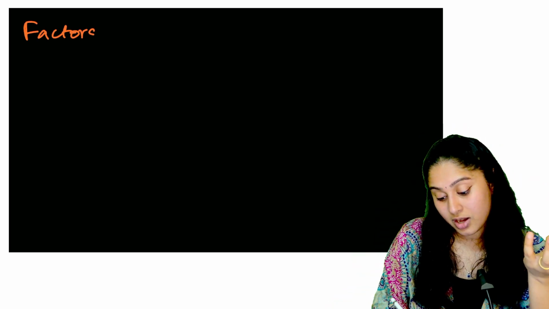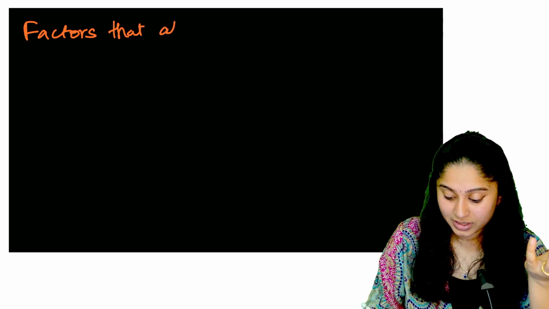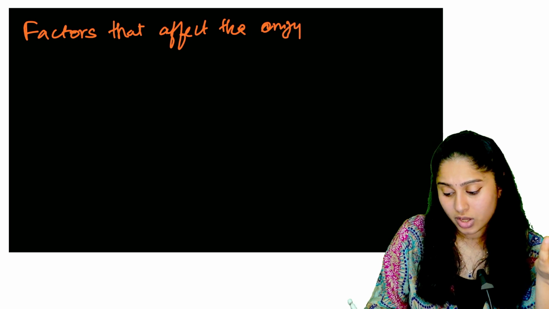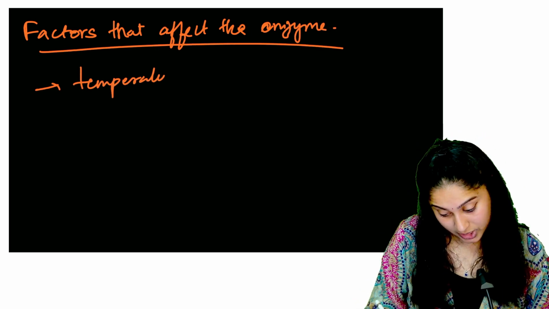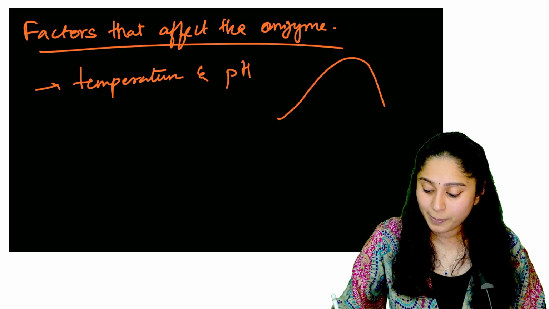Understood? Now if you look at enzyme kinetics, to understand how exactly this enzyme works, you need to understand a few other factors that play a role in the enzyme's functioning. So the factors that affect the enzyme include temperature and pH. That's the first thing, definitely. Now if you look at temperature and pH, they all have an optimum temperature.